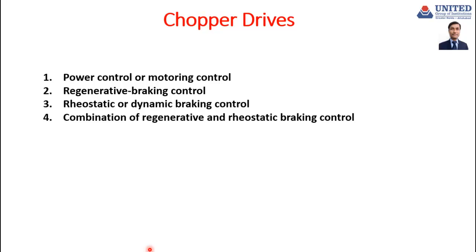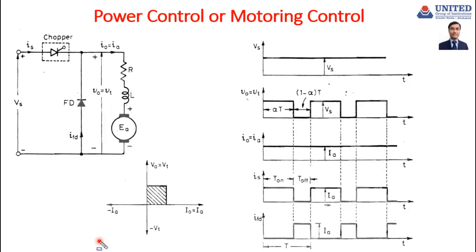There are different operating modes in which chopper drives operate. First one is motoring control. Second, regenerative braking control. Third is the rheostatic or dynamic braking control, and fourth is the combination of regenerative and rheostatic braking control. Now let us see the motoring control or power control of DC motor drives.